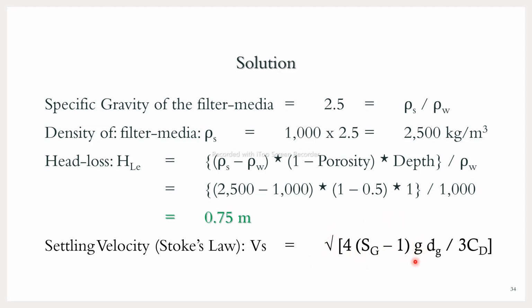So g, we know it is 9.81, divided by 3. 6 by 3 means what? 6 by 3 means 2. So 2 into 9.81, it becomes 19.61, right? So 19.61 into dg divided by Cd. That is the answer. So what is dg and what is Cd?